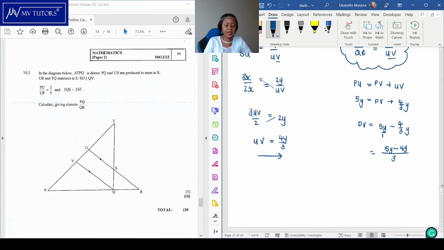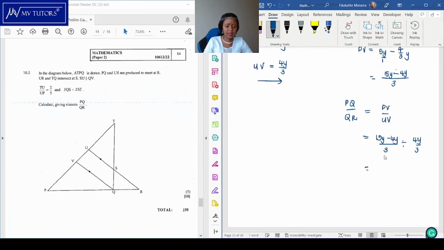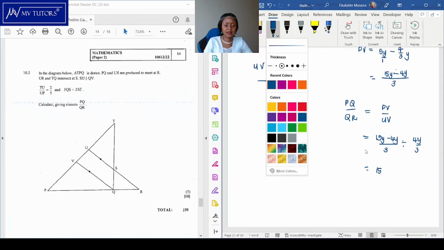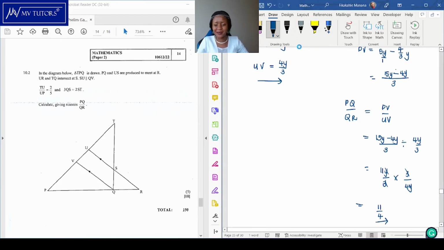We know that PQ over QR is equal to PV over UV. PV we know is 15y minus 4y all over 3, and I know that UV is 4y over 3. By the way, 15y minus 4y is 11y. So multiplying it, at the end of the day the 3's cancel, the y's cancel, and I'm left with 11 over 4. Are we officially done with the paper? Yes, we are. We are officially done.